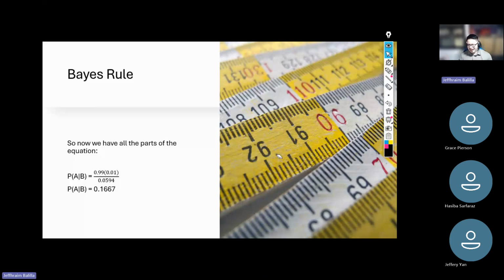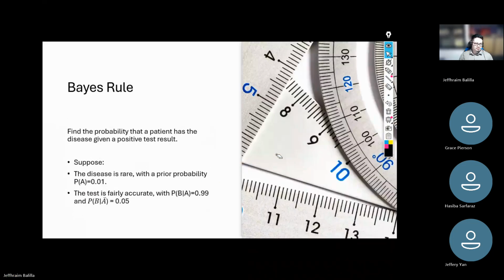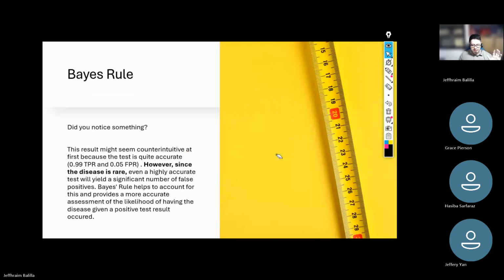Now, why is that low? It's very surprising, right? Because earlier we have our prior probability for A, where is it? Our probability for a positive test, given that the person has the disease, is actually 99%. That's our assumption. We assume that our test is that accurate, but we are forgetting some realities here that we need to consider. So let's see. Did you notice something? This result might seem counterintuitive at first because the test is quite accurate: 99% true positivity rate and 0.05 false positivity rate.